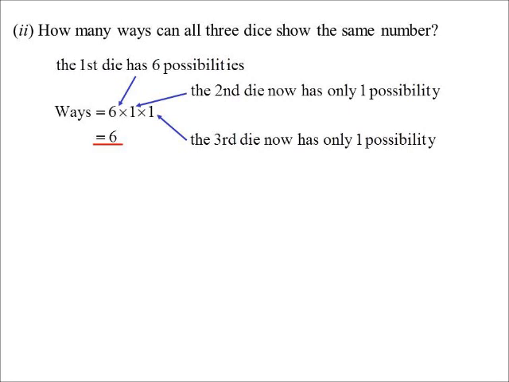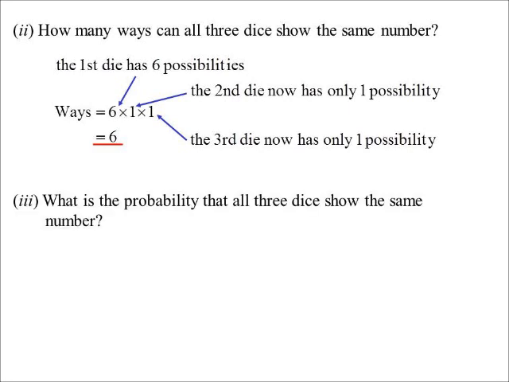Which then brings up the classic probability question. What's the probability that all three dice show the same number? I don't have to draw up the whole sample space, because I know it's the number of ways the particular event I'm looking for happens, which we just said was six, over the total size of the sample space, which we worked out was 216. So we know it's 1 in 36. I don't have to create this huge sample space.